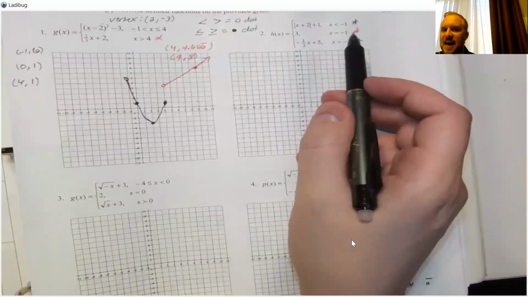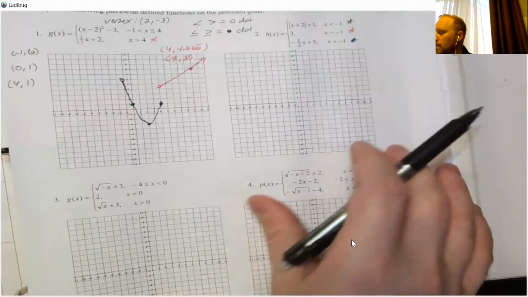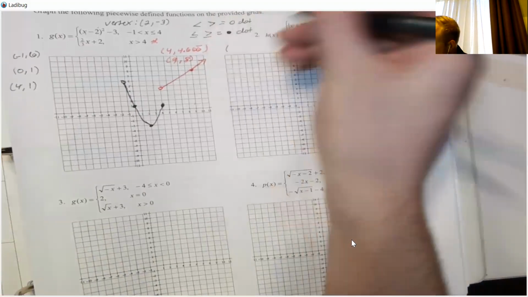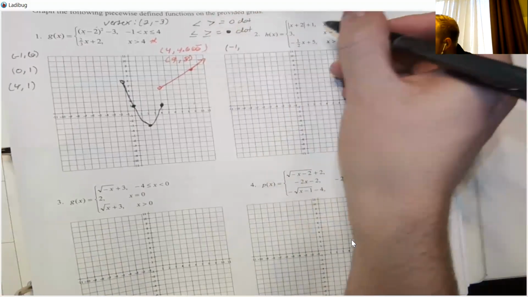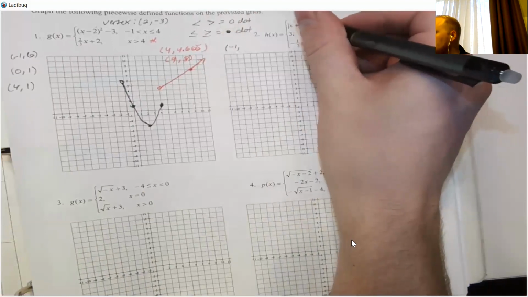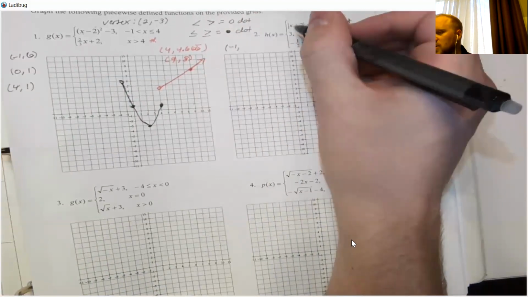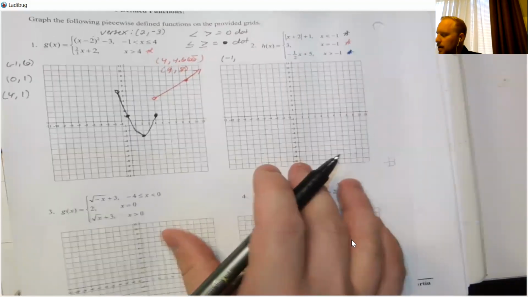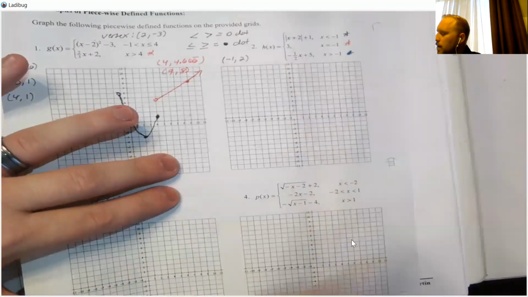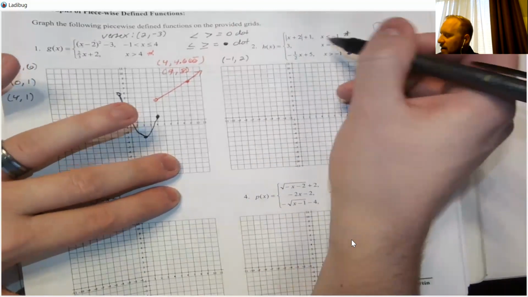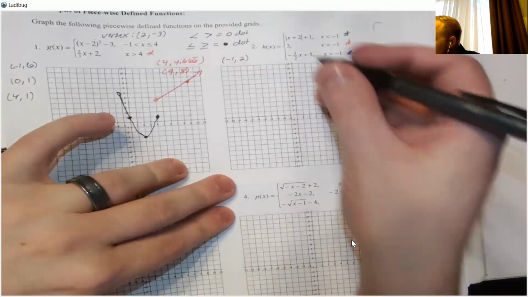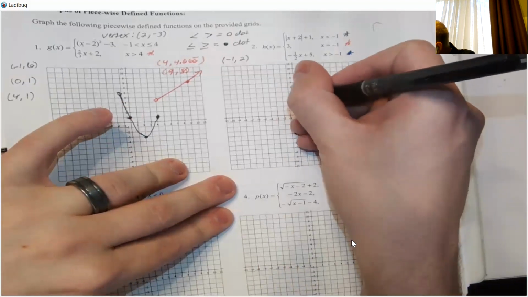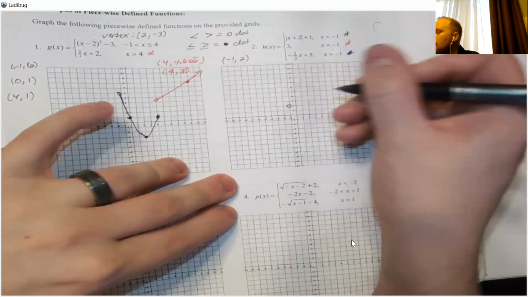So this one says that x has to be less than -1. So I'm going to pick x equaling less than -1. So I'm going to do -1, and I'm going to plug it in there. So -1 plus 2 is 1. Absolute value of 1 is 1. 1 plus 1 is 2. Okay? So I know that that value is an open dot. So I'm going to go over here at -1, and I'm going to put an open dot at 2. So right here, open dot.